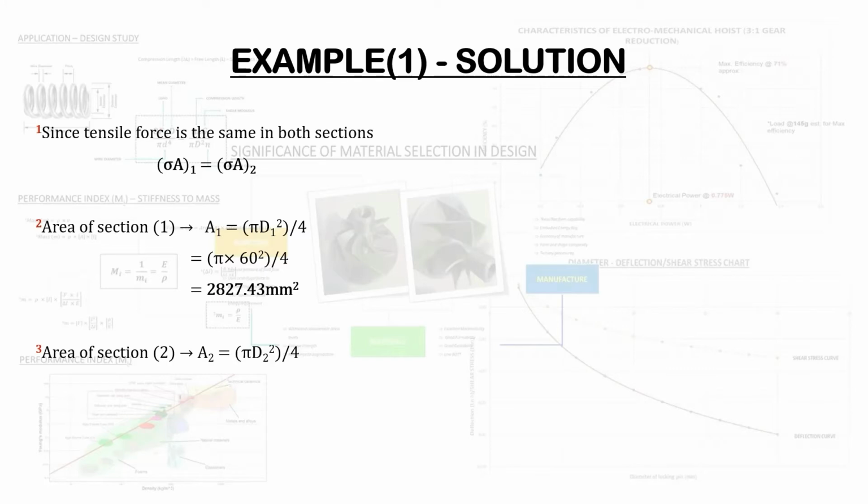We're going to do likewise for section 2. The area for section 2, which we're denoting as A2, will be equal to pi times d subscript 2 squared over 4. We're assuming that d2 is equal to 25 millimeters. If we do the needed substitution and computation, we get 490.87 millimeters squared.